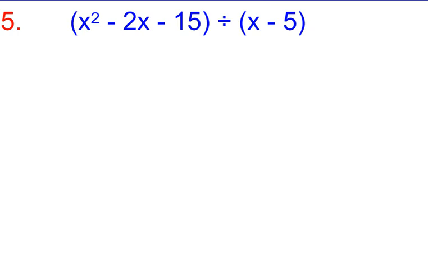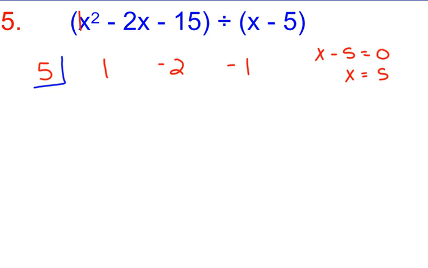I always take what I'm dividing by, and I set it equal to 0 and solve. So x minus 5 equals 0. Add 5 to both sides, I get x equals 5. So I put a 5 here, and then I use my little box, and then I'm going to say each coefficient has to be represented. So I have a 1, a negative 2, and a negative 15.